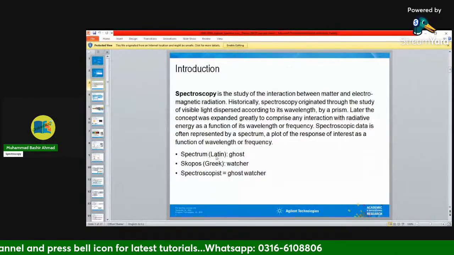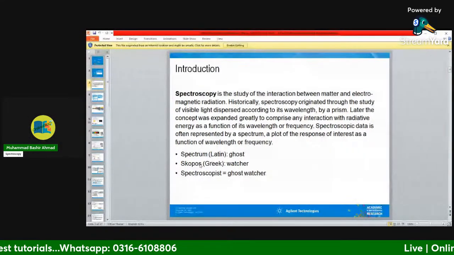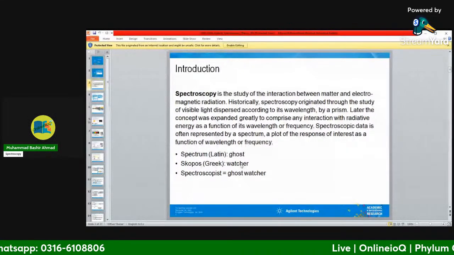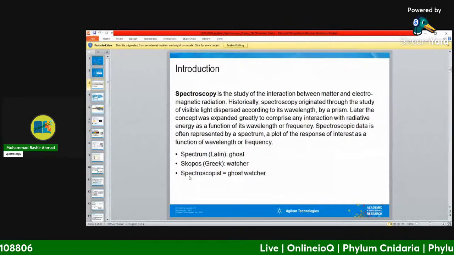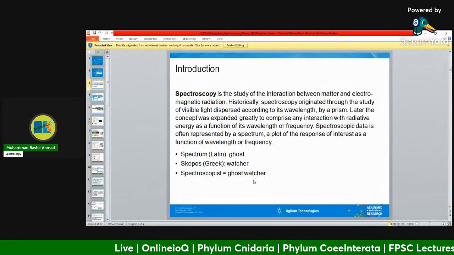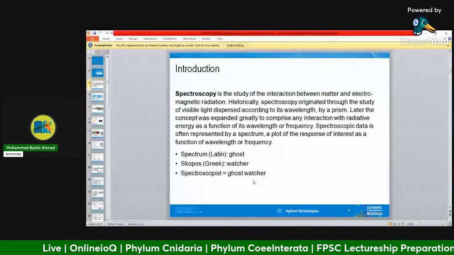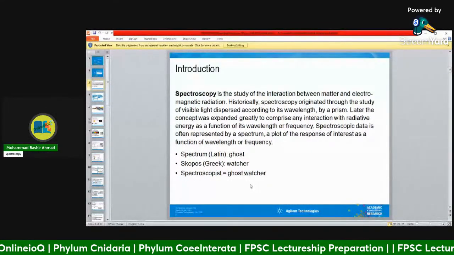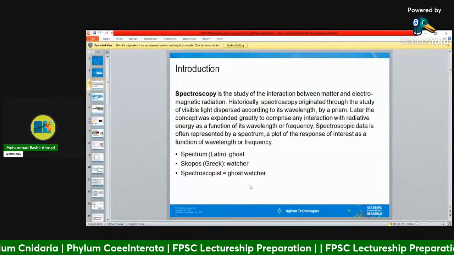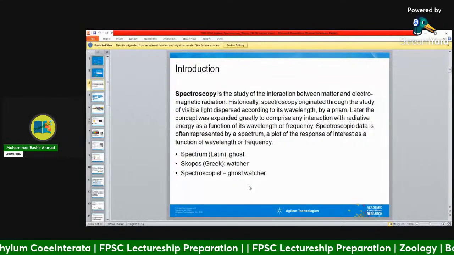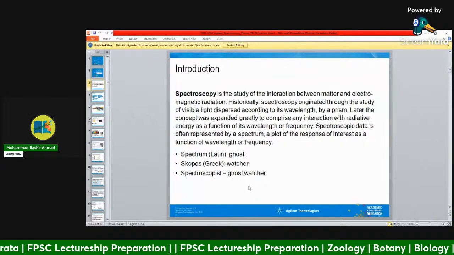Spectrum means ghost. Scopus means watcher. So a spectroscopist means a ghost watcher, a wavelength watcher, watching something that is invisible. So we are observing something invisible. That means ghost watcher. This is a type of term.